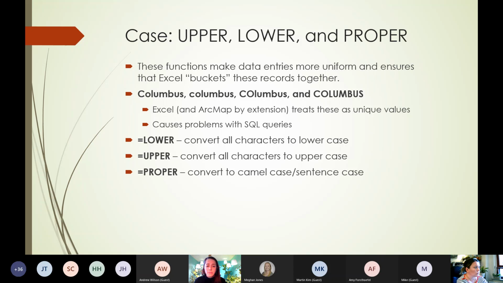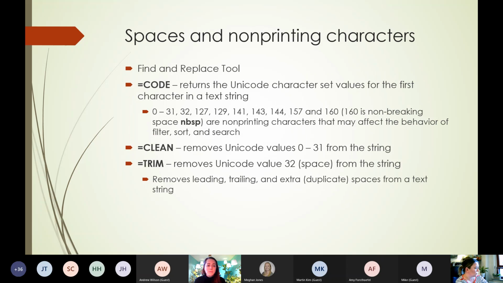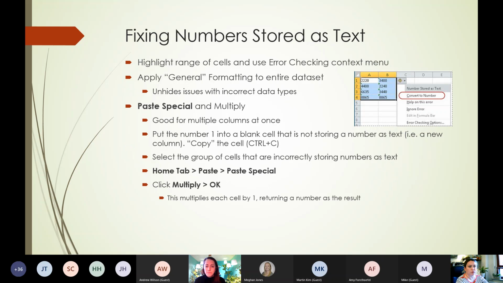I like the proper case myself. I think that's a really easy one to use, and that makes camel case or sentence case where the first letter of each word is capitalized. Spaces and non-printing characters. The only one I'm going to go over on this is trim. You can come back in and look at these yourself. Trim removes leading, trailing, or extra spaces from a text string. So this is also kind of a handy one to use. And I believe that when you use trim, it asks you how many spaces you want to come in, but that may be left, so I'm not sure.